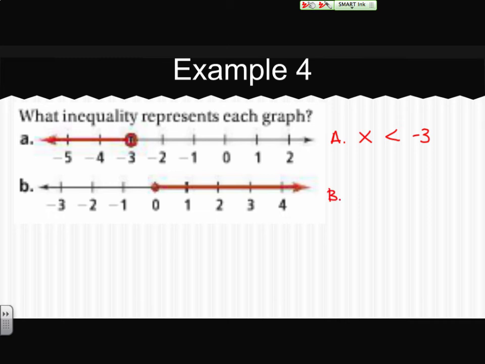On B, we start off at 0, so I have x and I have my 0. It's shaded right here, so I know I'm going to have an equal to. And notice it's going towards the 1, 2, 3, 4, so it's greater than 0. And you can use your little arrow trick on this one, because as long as you're putting the variable first, notice the graph is pointing in this direction, the arrow is pointing in this direction, and it's because I put the variable first.